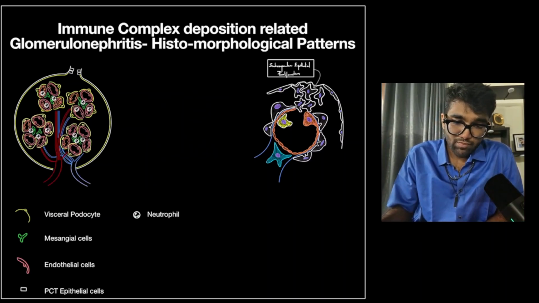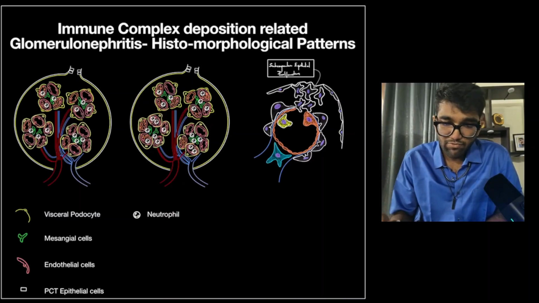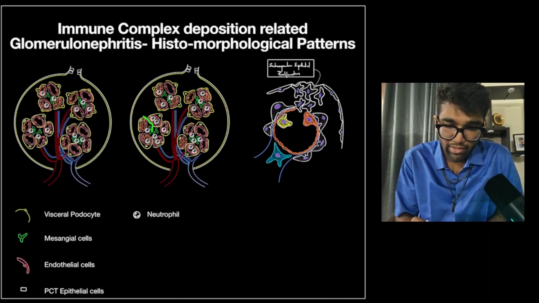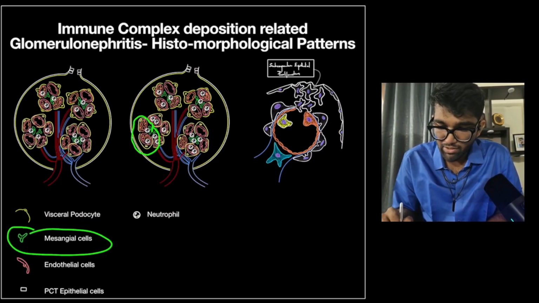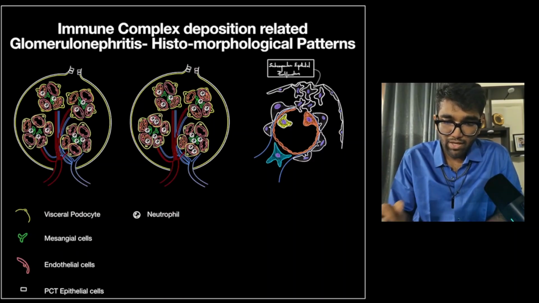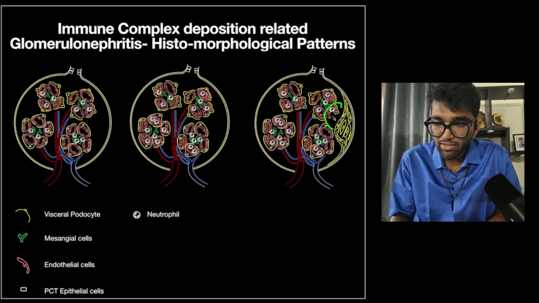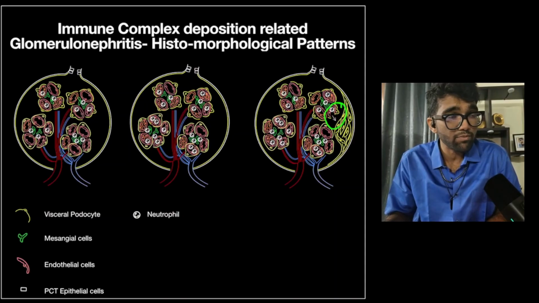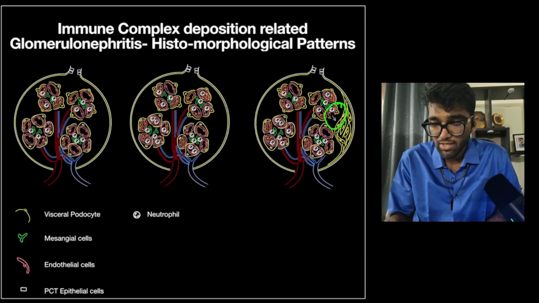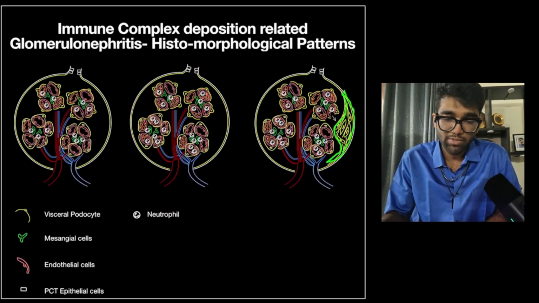Now, this process can extend a bit further, and it can result in both endothelial proliferation as well as mesangial cell proliferation. The green cells here are mesangial cells, so their number is increased. That is your second situation. In the third situation, there is such severe capillary damage that there is release of inflammatory mediators into the Bowman space, resulting in an increase in the number of subcapsular parietal cells, what is called crescent formation.